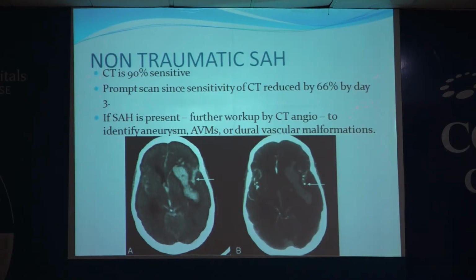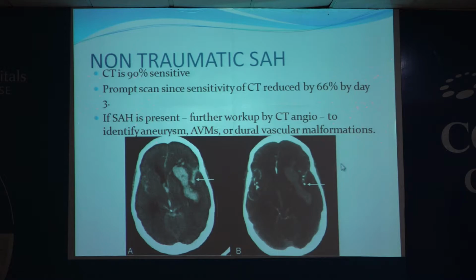Next, coming to non-traumatic SAH, as we already discussed, CT is very sensitive, that is 90% sensitive in detecting subarachnoid hemorrhage, and of course prompt CT scan is required because sensitivity decreases as the time progresses, that is it reduces by 66% on day 3. So if SAH is present on CT, workup by CT angio is required to identify aneurysms, AV malformations or dural vascular malformations.